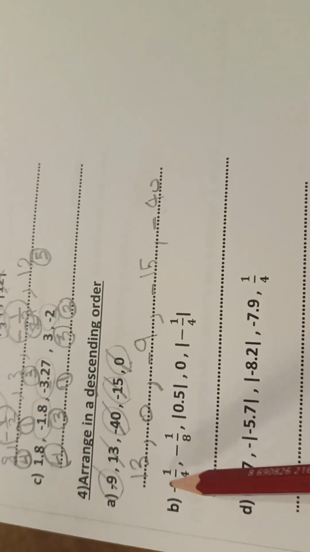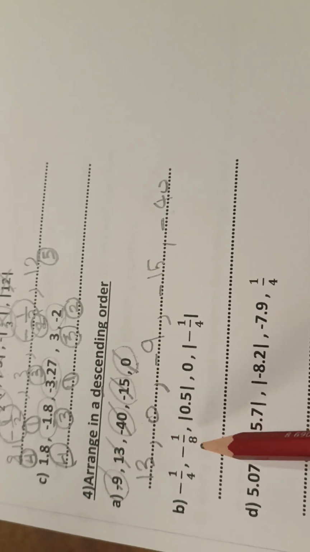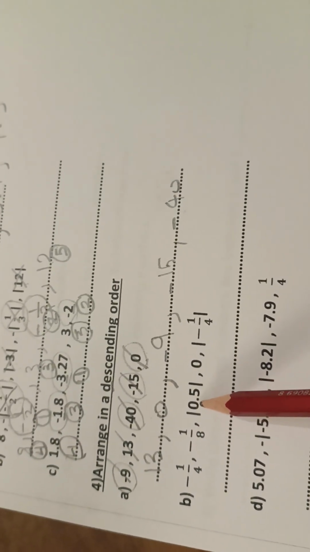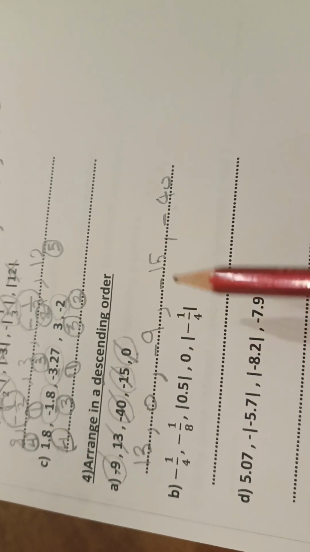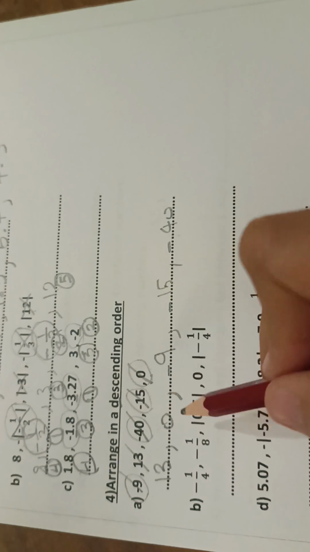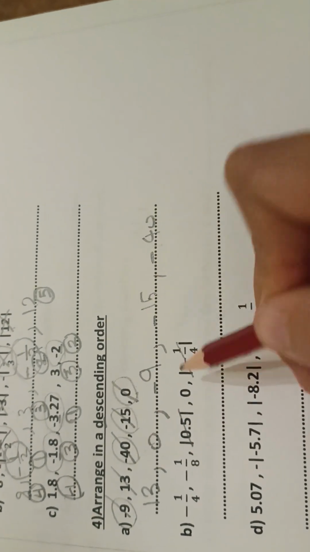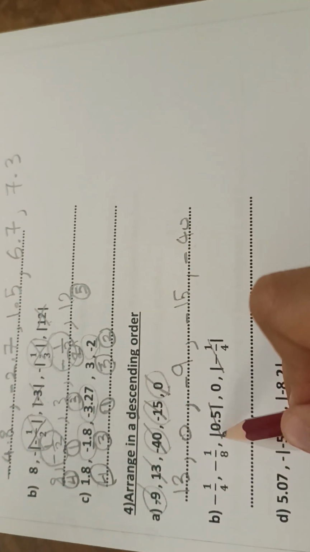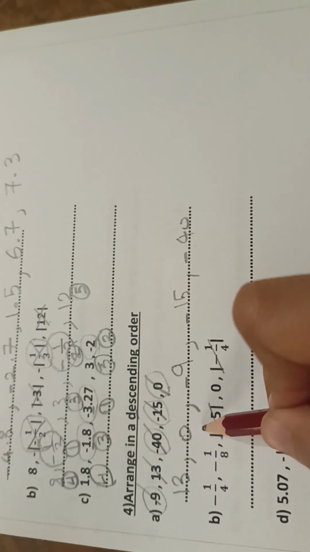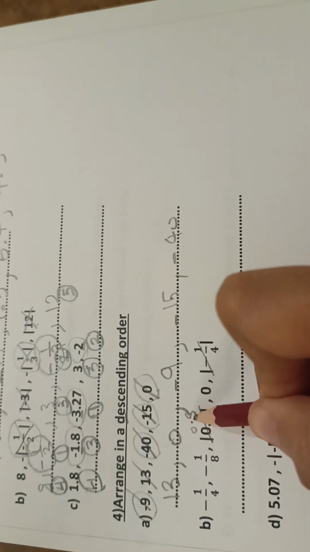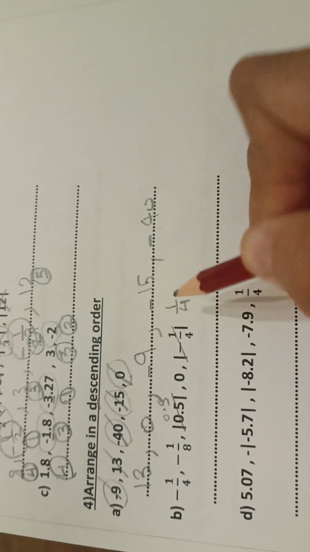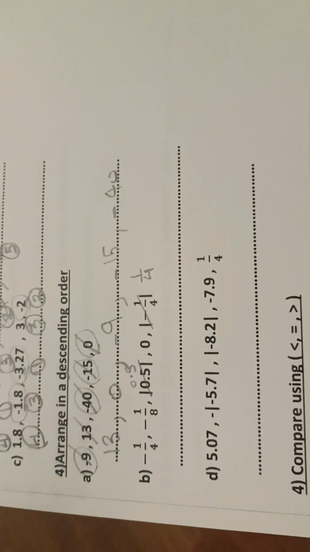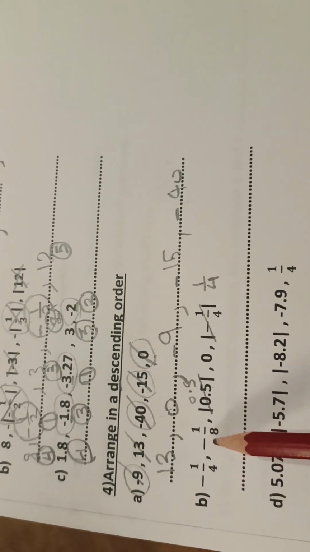Question 4, arrange in descending order. Letter B: -1/4, -1/8, absolute value of 5 tenths, 0, absolute value of -1/4. So first I have to get all the numbers out of the absolute value. Absolute value of 5 tenths is the same as 5 tenths, and absolute value of -1/4 is the same as 1/4. Descending order means I will choose the biggest value.